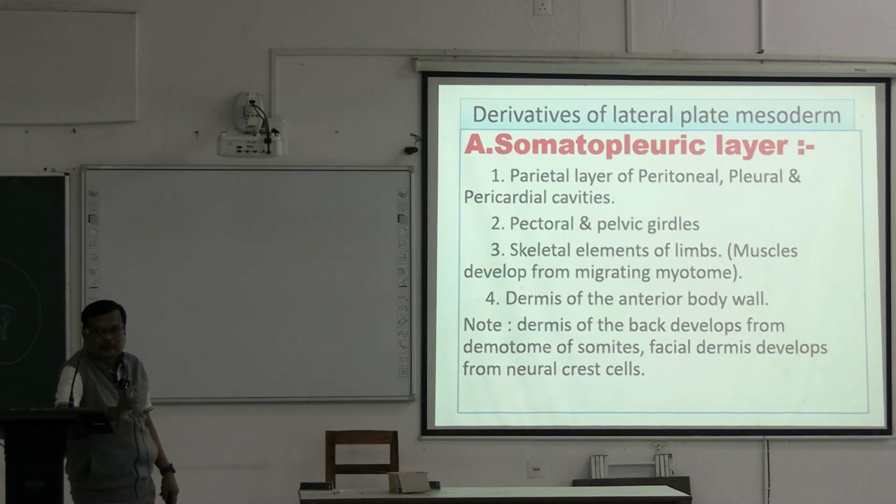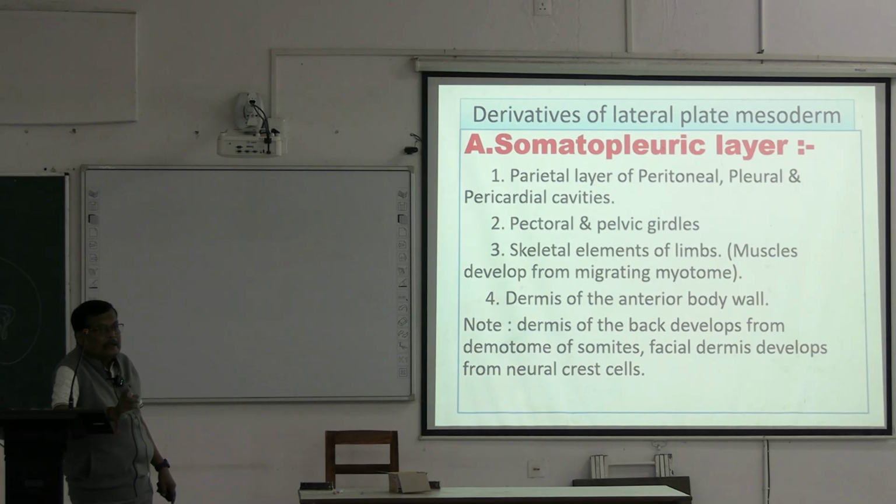Will you remember? So where does the femur develop from? Somatopleuric layer of the lateral plate mesoderm. Where does the ulna develop from? Somatopleuric layer of the lateral plate mesoderm. Where does the vertebra develop from? Sclerotome. But vertebra, for example lumbar vertebra, is developed from the sclerotome of the paraxial mesoderm.